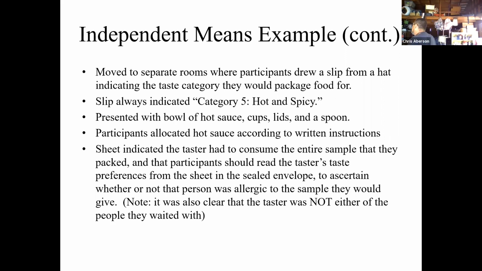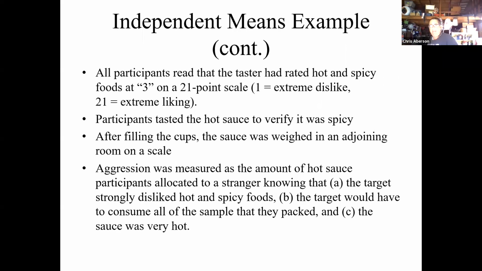One thing to note here is that the person tasting was not the other participants. At this point, you as the participant still believe that those 2 people who excluded you are in another room doing the same experiment. So all of the participants also read a slip that the taster rated hot and spicy food as a 3 on a 21-point scale. Pretty close to the extreme dislike of spicy food. The participants tasted the hot sauce to verify that it was hot.